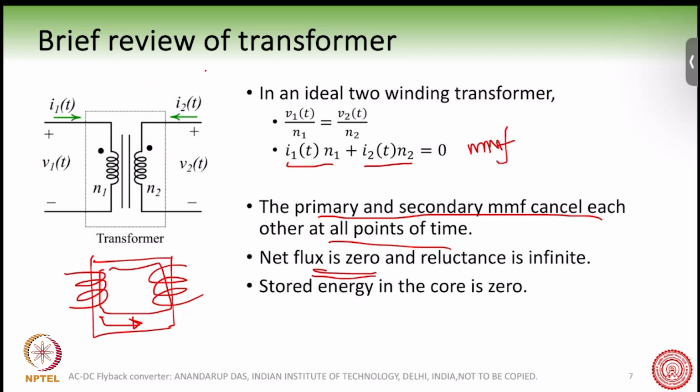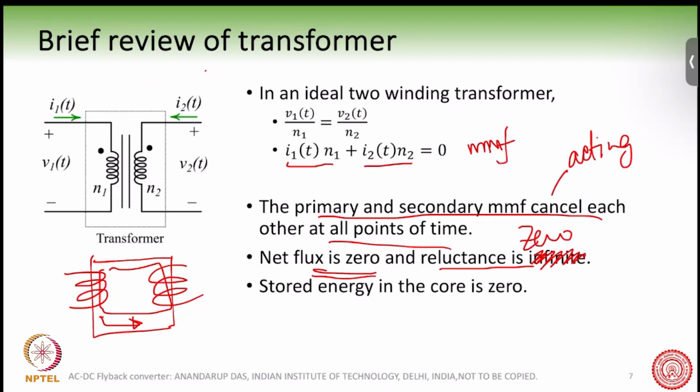Okay. In a practical transformer, this is not true. And the reluctance is 0. Okay, reluctance is 0 and permeability is infinite. So you need vanishingly small flux in a normal transformer. Okay, the primary MMF and the secondary MMF, they are acting in opposition. So they cancel because they're acting in opposition.